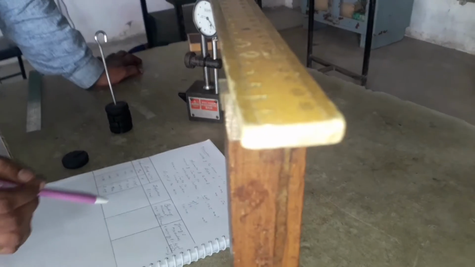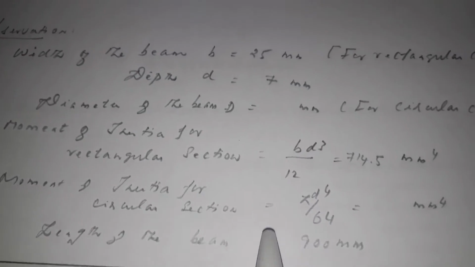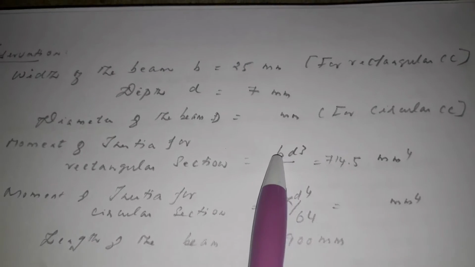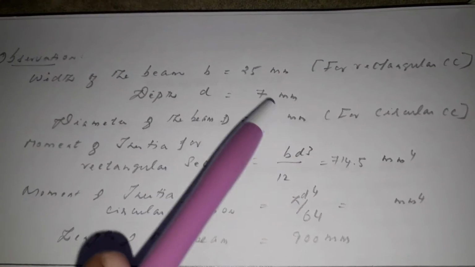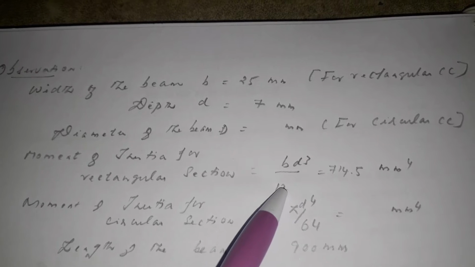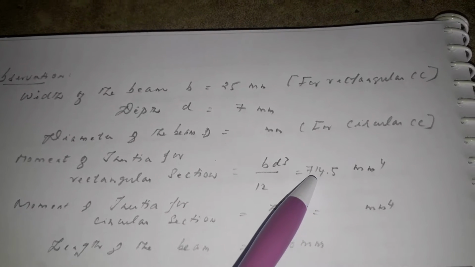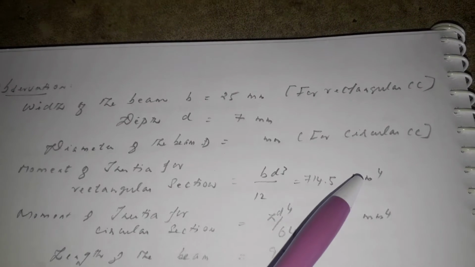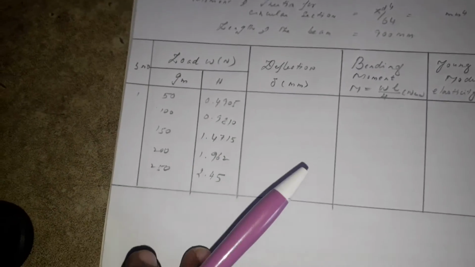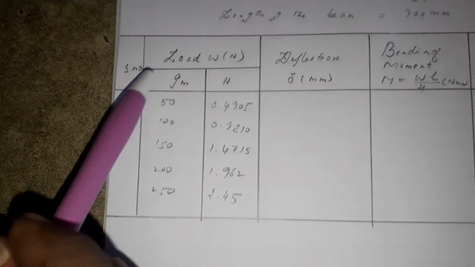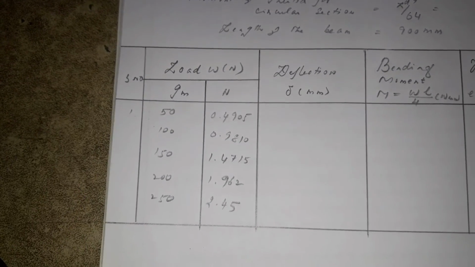The moment of inertia for a rectangular section, because here we are using a rectangular shape, is BD cube divided by 12, and that formula should be used. B is already found as 25 mm, D is 7, divided by 12, the value is 714.45 mm power 4. So this is the main observation tabulation. See here.